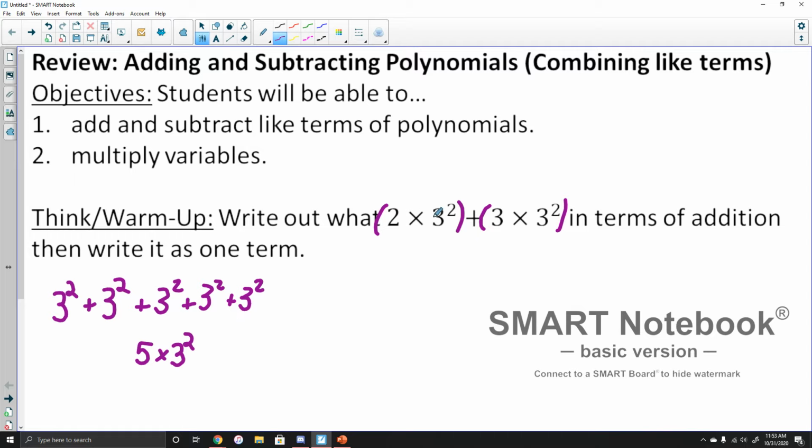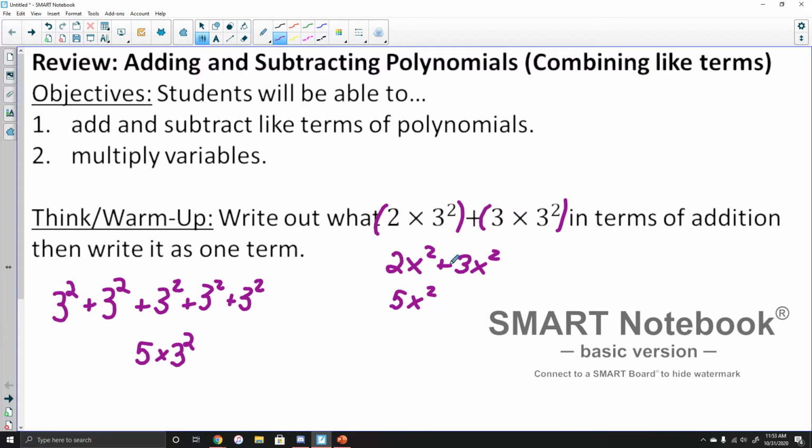Imagine if this 3 was an x instead, right? Then we'd have 2 times x squared, or often we just write the x squared right after. And then we have plus 3 times x squared, which we would normally just write right after. And we would see that that would be 5, 2 plus 3, x squared, just like this was 5 times 3 squared. This would be 5 times x squared.